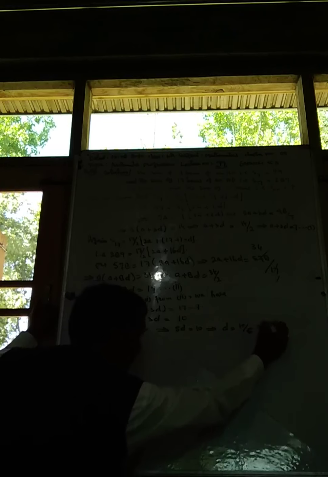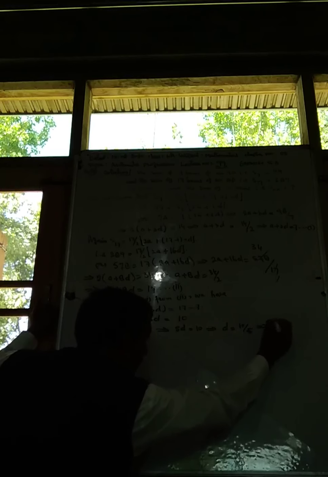Which implies a minus a cancel, 8d minus 3d. 8d minus 3d is equal to 10. Implies 8 minus 3 we subtract, 5d is equal to 10, which implies d is equal to 10 by 5. That is, d is equal to 2. d means common difference, which is equal to 2.